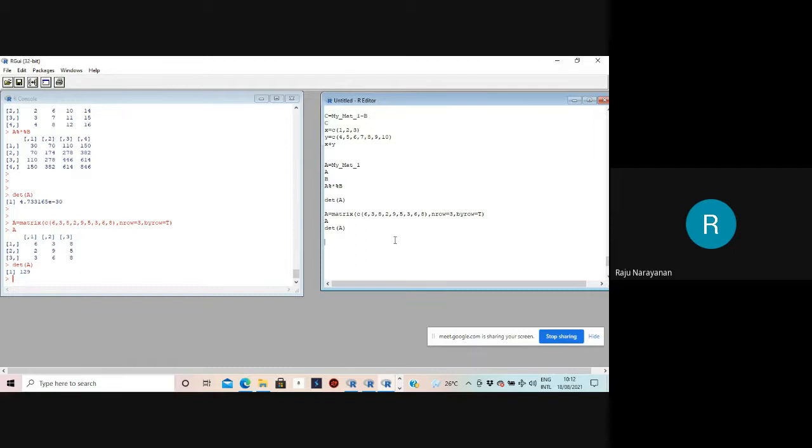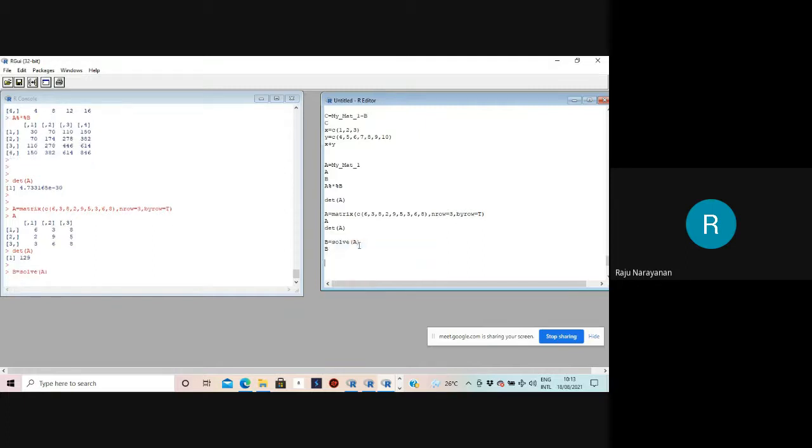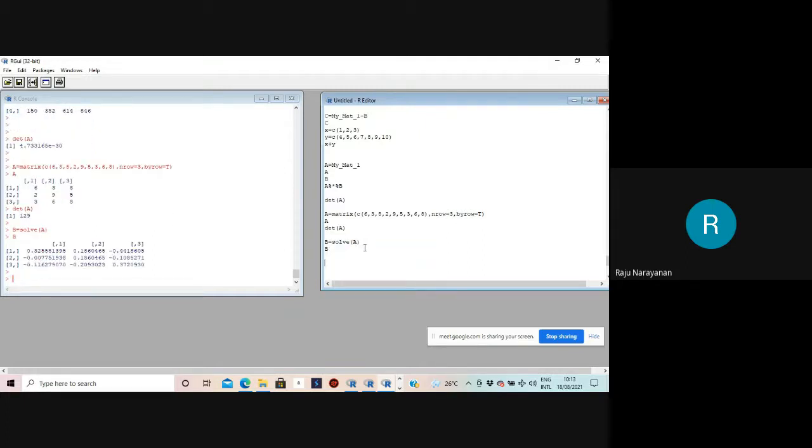What is the inverse? B is equal to solve A. To find the inverse, the function is solve. Solve is the name of the function which can calculate the inverse of a matrix. Solve A. Therefore, this is the inverse of A. We have to check whether this is the inverse or not.